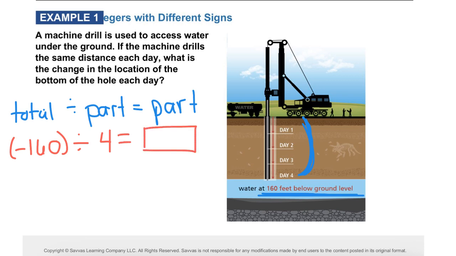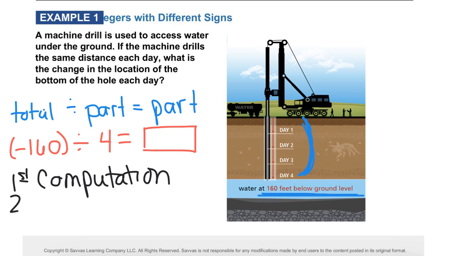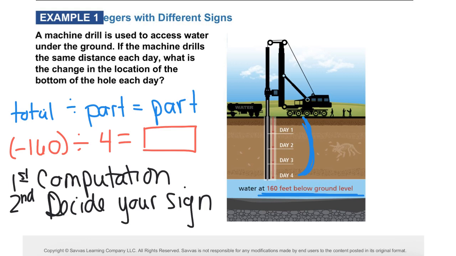So I want you to think about 2 steps in division. First, I want you to do the computation. And second, I want you to decide your sign. So first, if I took 160 divided by 4, I could totally do that old school, and I'm going to do that over here in the corner.